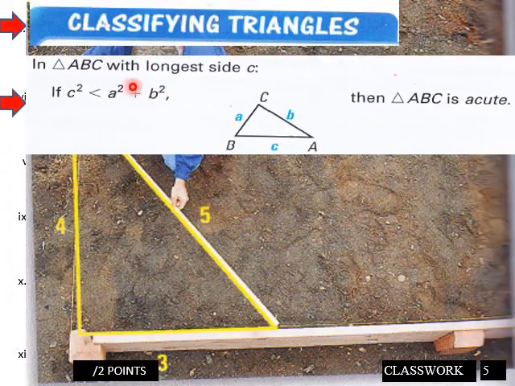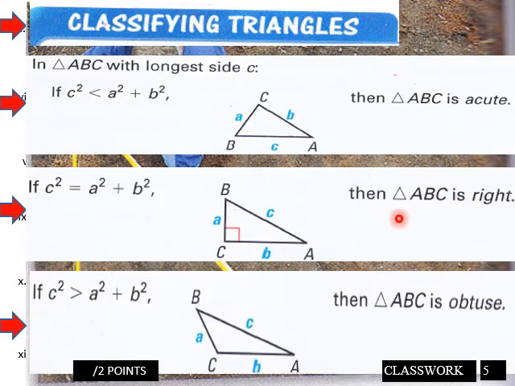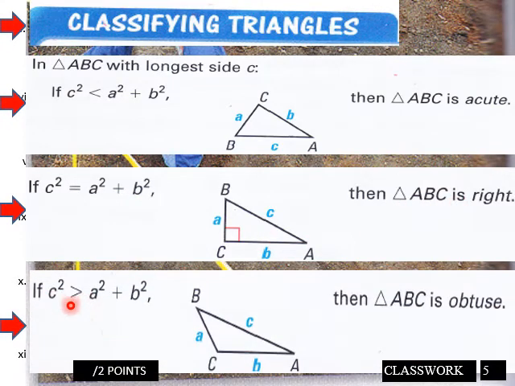Classifying triangles. In triangle ABC with longest side C here, if C squared is less than A squared plus B squared, then triangle ABC is acute. If C squared equals A squared plus B squared, it is right. And if C squared is greater than A squared plus B squared, then ABC is obtuse. So these are good definitions here of triangles by doing side length.